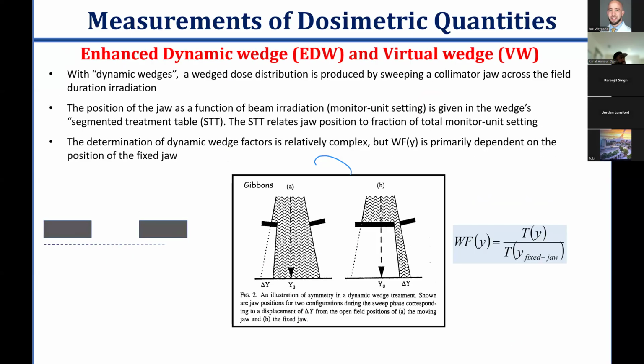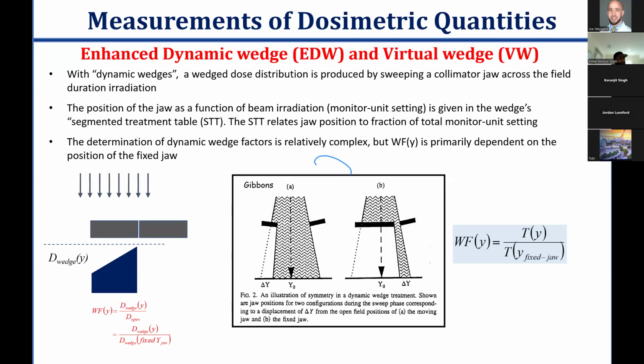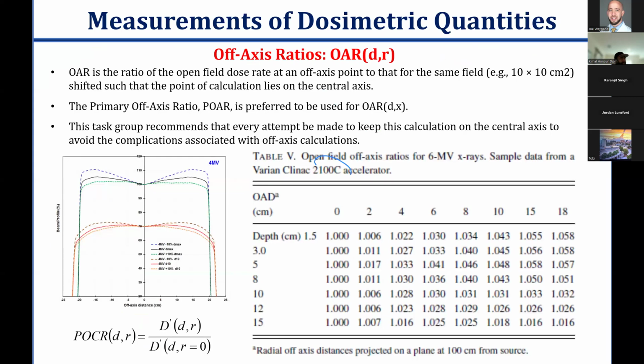to this slide. It explains how the wedge factor is calculated for enhanced dynamic wedges, or EDWs, for Varian. And we typically do this with the use of what we call the segmented treatment tables. The segmented treatment tables here relate the jaw position to the fraction of the total monitor unit setting. It's really interesting how this is calculated, but for the sake of time, I'm going to skip it here.